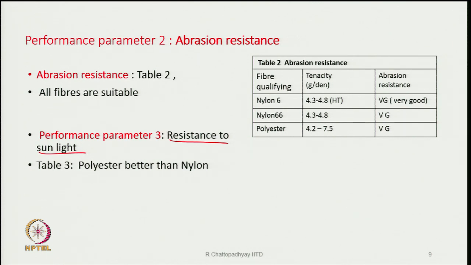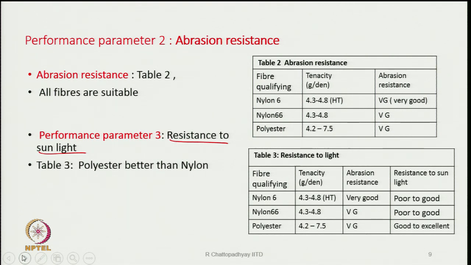So, that could be another criteria, and if we see there the resistance to sunlight, we will see that polyester has good to excellent behavior, whereas nylons are poor to good. Therefore, from the performance criteria, resistance to light or sunlight in this case, we can say polyester is scoring over nylon. So, that way polyester will be a little better.